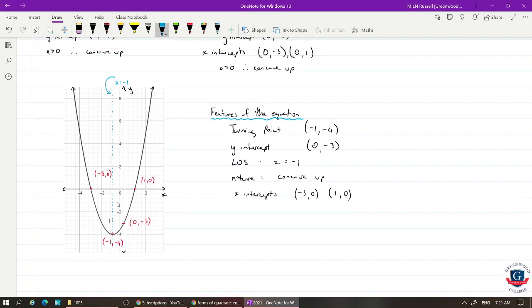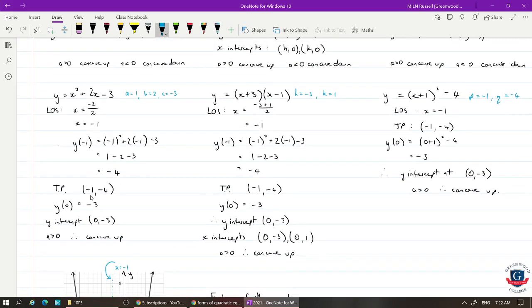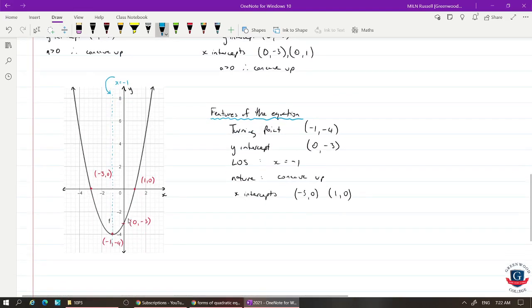Here's the line of symmetry. Now we know that the turning point, the point on the graph, will be negative 1 comma something. If we substitute the negative 1 into the equation, it gives us negative 4. We find the turning point. If we look at where the graph crosses the x-axis, that's where y is equal to 0. Which is actually quite difficult to do for this equation, so we're not going to do that just now.